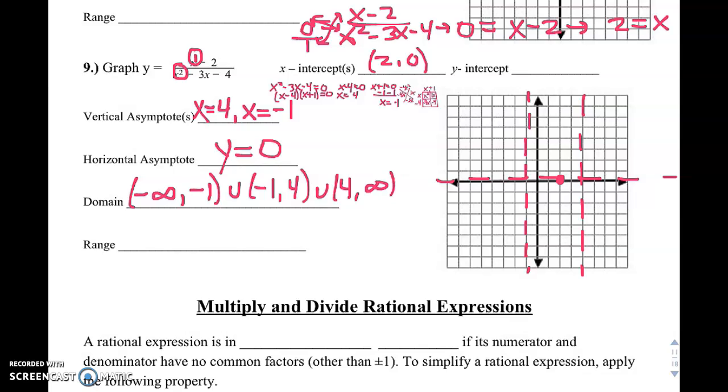For the y-intercept, we're going to plug in 0 for x and solve. So y equals 0 minus 2 over 0 squared minus 3 times 0 minus 4.